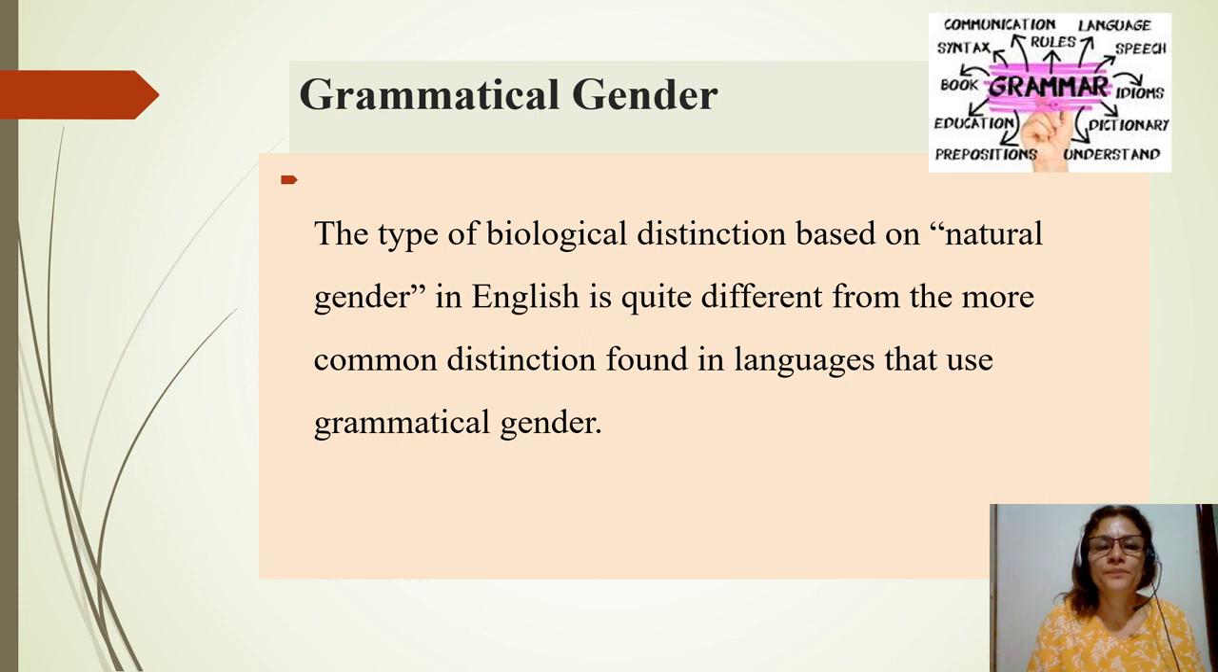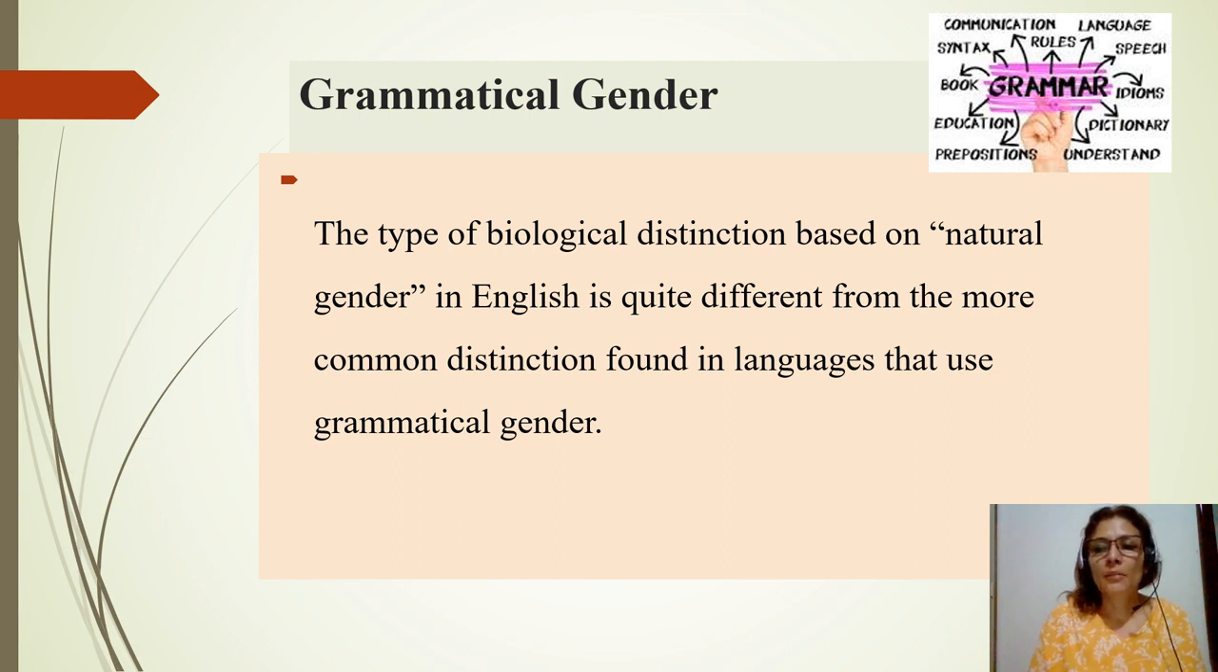Grammatical gender. The type of biological distinction based on natural gender in English is quite different from the more common distinctions found in languages that use grammatical gender. In Spanish, we have feminine and masculine. You say la luna, el sol. But in English, it is the same. The sun, the moon.